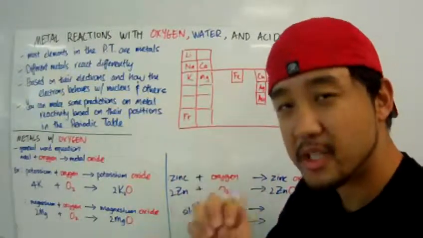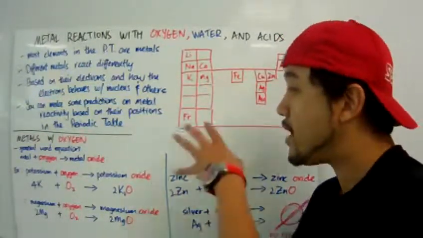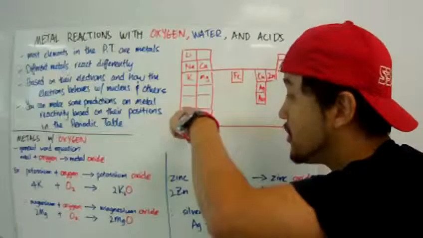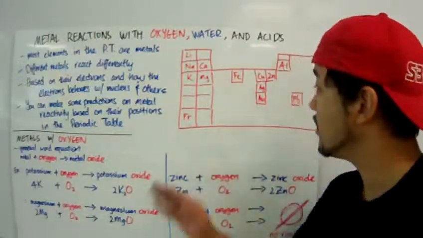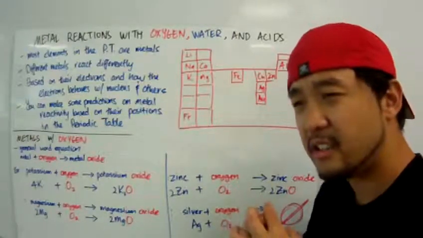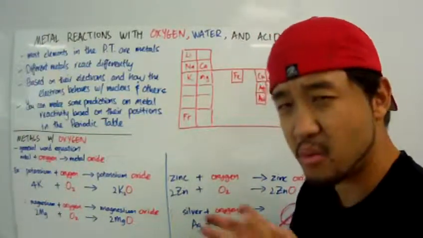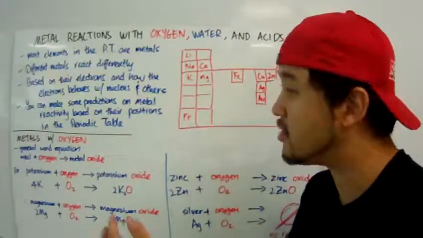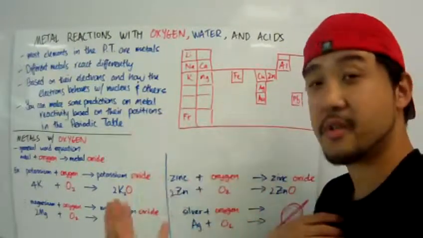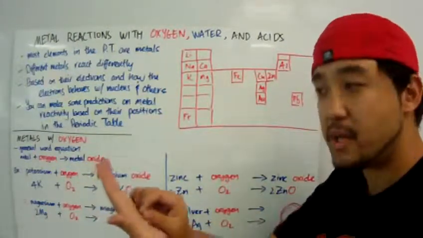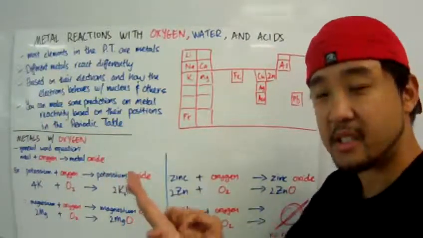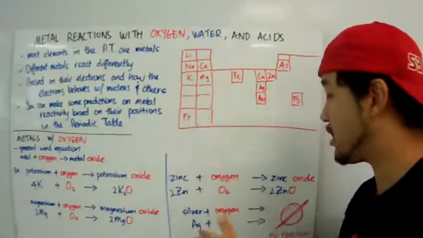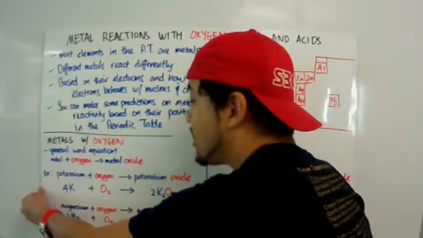Now, you can make predictions on metal reactivity based on the positions on the periodic table, especially for group 1 and group 2. For the transition metals, it gets a little more complicated. There will be some ways you can make predictions, but that's like quantum chemistry. The easiest way is for us to observe it while it's happening and make qualitative observations of their reactivity. So this is what we're going to do. We're going to start off with metals reacting with oxygen.